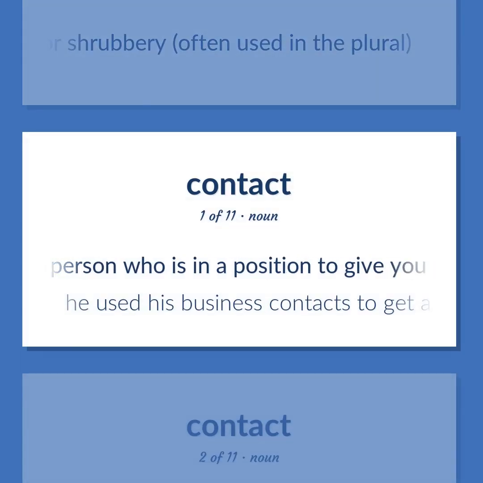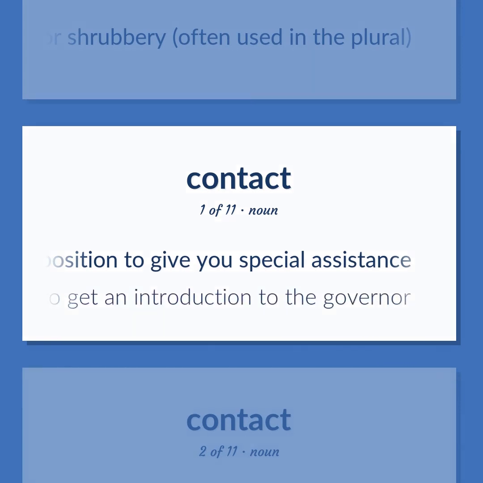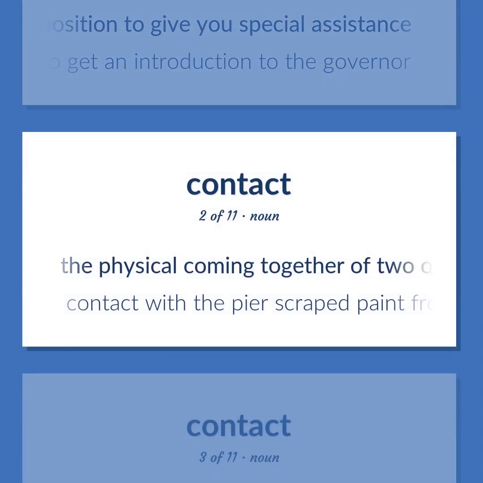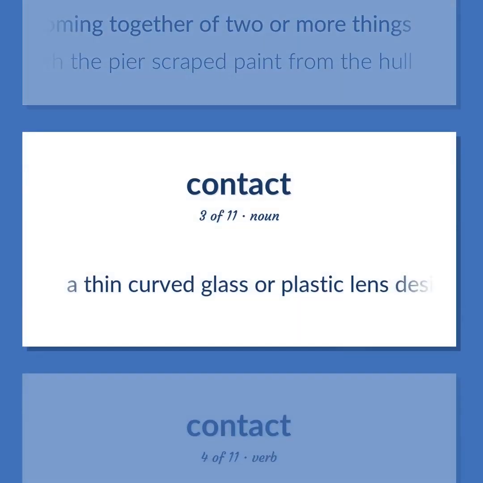A person who is in a position to give you special assistance. He used his business contacts to get an introduction to the governor. The physical coming together of two or more things. Contact with the pier scraped paint from the hull. A thin curved glass or plastic lens designed to fit over the cornea in order to correct vision or to deliver medication.